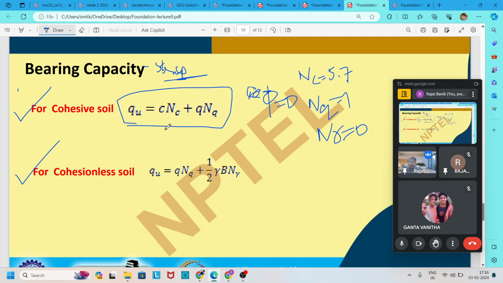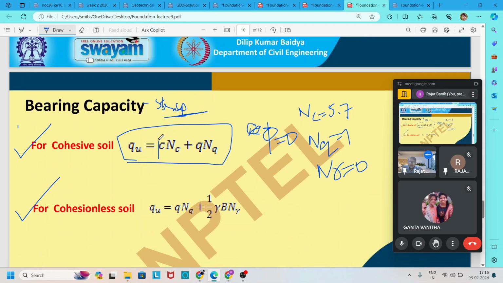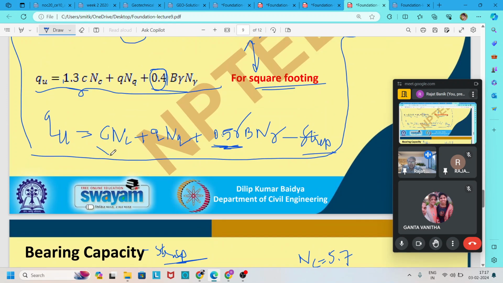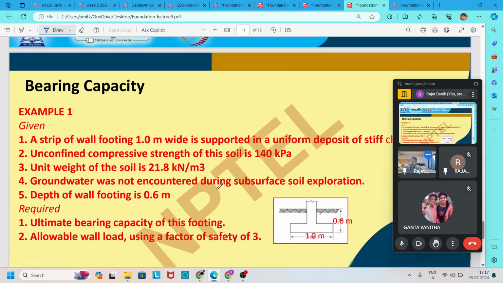If we put all these values in the strip footing formula, it looks like this. Further modifying it, we get 5.7 into c, plus q, because Nq is equal to 1. And in the case of pure cohesionless soil, c is equal to 0, so the c and Nc term gets cancelled. The remaining part stays, so the formula looks like q Nq plus half gamma B N gamma.